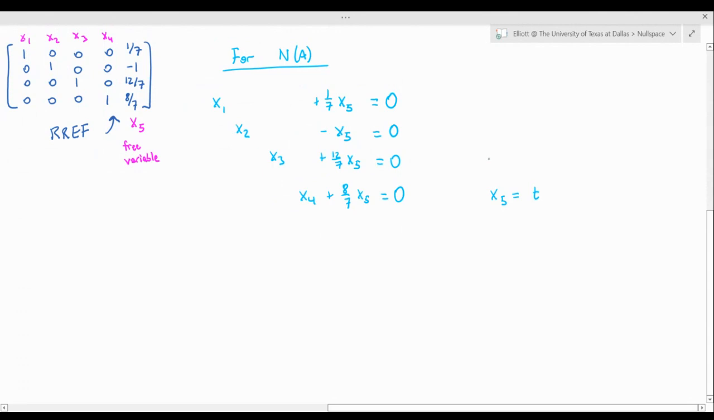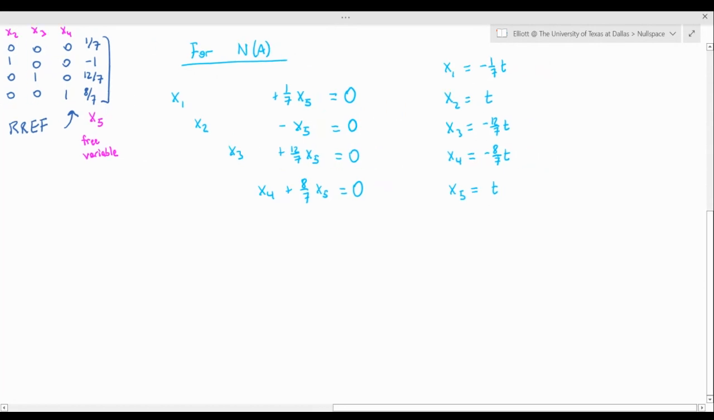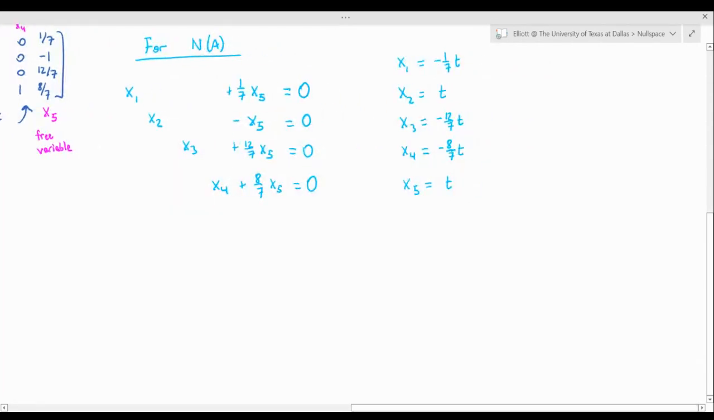But with that, I'm now going to solve for the rest of the variables using the equations that we have. Here we can easily say that x4 will be negative 8/7 times x5, where x5 is t. Likewise, x3 is negative 12/7 times x5, which is t. x2 will be equal to x5, which is t. And then x1 is negative 1/7 t. So then t can be any real number.